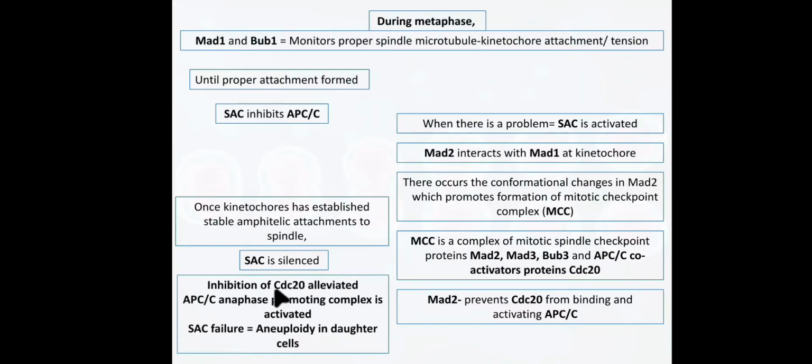SAC failure results in aneuploidy in the daughter cells. The inhibition of CDC20 is relieved, and the APC/C, the anaphase promoting complex, is activated. SAC failure causes aneuploidy in daughter cells.